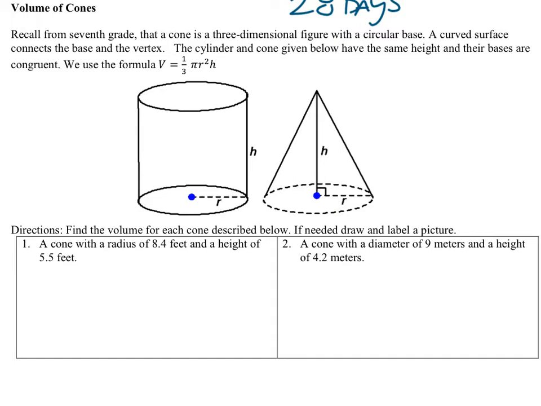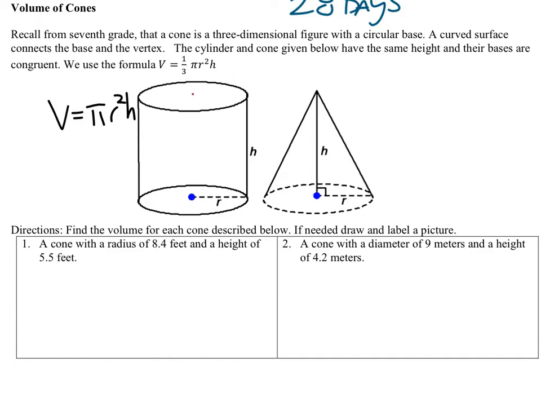Volume of cones. Recall from 7th grade that a cone is a three-dimensional figure with a circular base. A curved surface connects the base and the vertex. The cylinder and cone given below have the same height and their bases are congruent, or the same. But we use the formula 1/3 pi r squared h. So it's important to remember that the volume of a cylinder is pi r squared times the height.